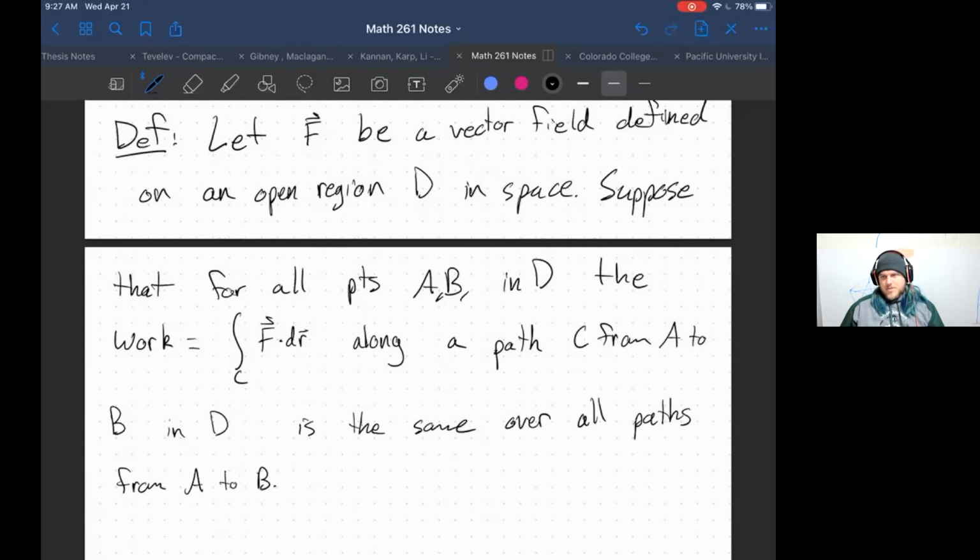Okay, so this is our assumption, this long sentence, two sentences. Just to go over the assumption as you guys are still maybe writing it down, we're taking a vector field which is defined on an open region. And suppose that for all points A and B in this region, the work along any path from A to B is the same. It's kind of the picture I drew above. Whether we have a straight line or a really squiggly line or something else, we are assuming that the work is all the same in this case.